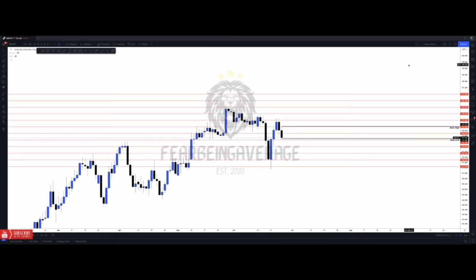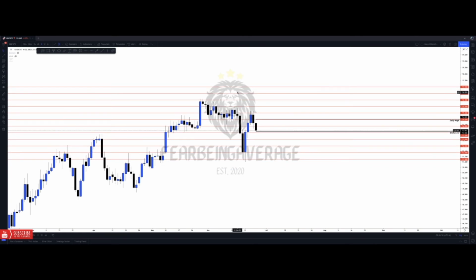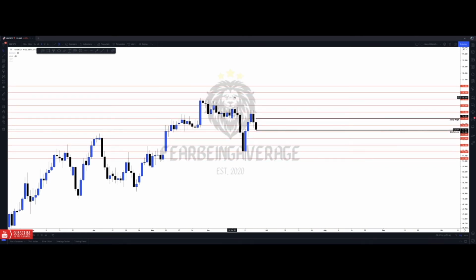All right, so the next pair we're going to be going over is GBPJPY or GJ. So overall, what is price doing? From the daily time frame, like always, we mark up the daily high and daily low. Overall, we're in a bearish structure right now. So what you do want to keep in mind is this order block right here.